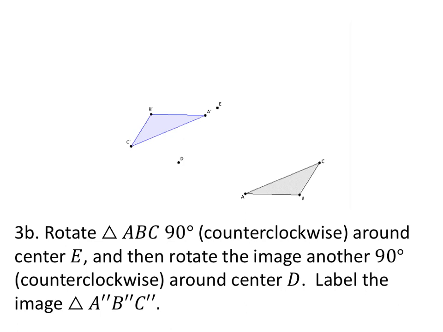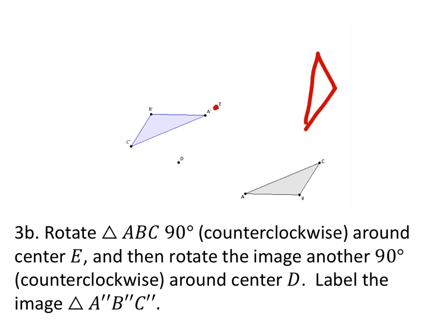So again, I'm just going to trace this triangle ABC. This one says we're going to rotate it 90 degrees counterclockwise around the point E first. We're just trying to keep that center of rotation where it's supposed to be. Right there, and that looks like about 90 degrees counterclockwise.